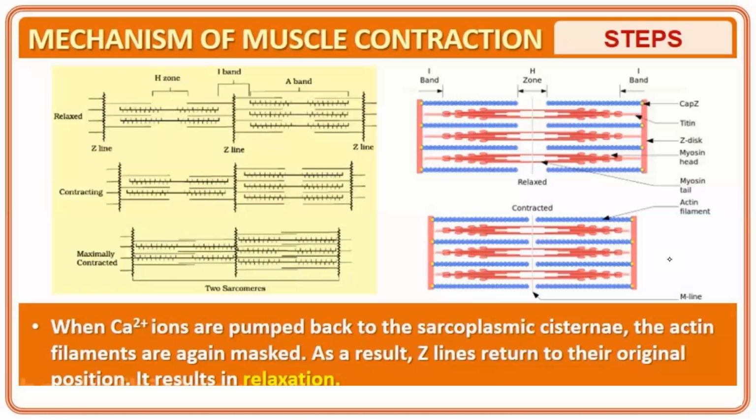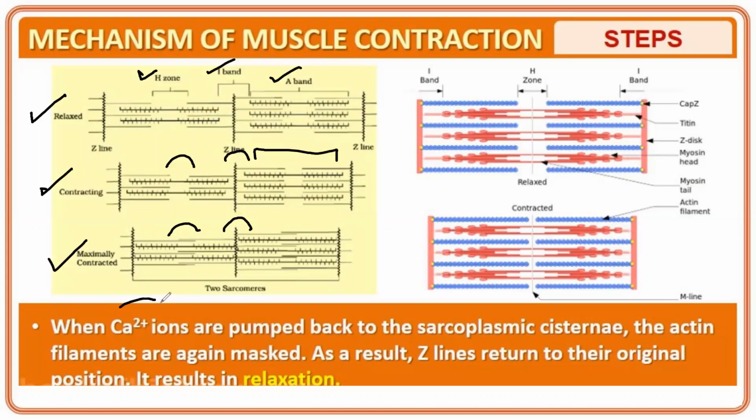Now here you can see in the diagram the relaxed muscle where the H zone, I zone and A band are visible. In the contracting stage, the H zone and I zone will reduce, whereas there is no change in the A band. When the maximum contraction takes place, the H zone and the I zone disappear. It's the same A band, there is no change in the A band.